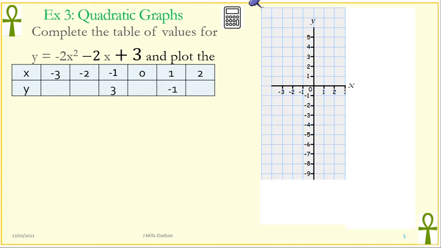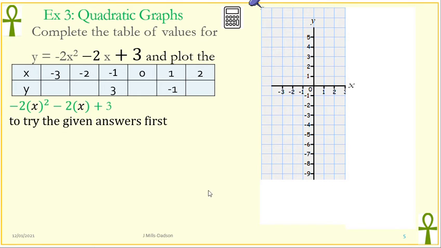Right. Next one, we have y equals -2x squared minus 2x plus 3. We're supposed to plot that. Let's set the calculator up properly. So this is how it's going to be like. Your x values must be in bracket. Let's try with -3 and see what happens.